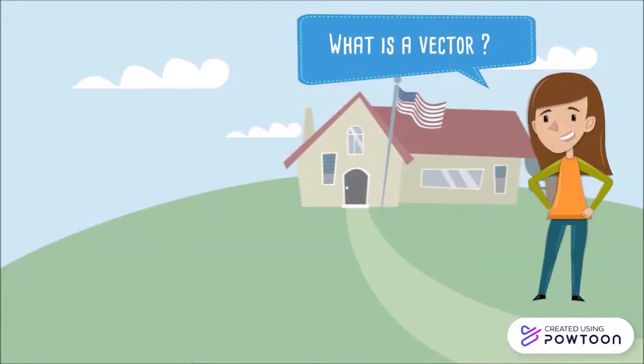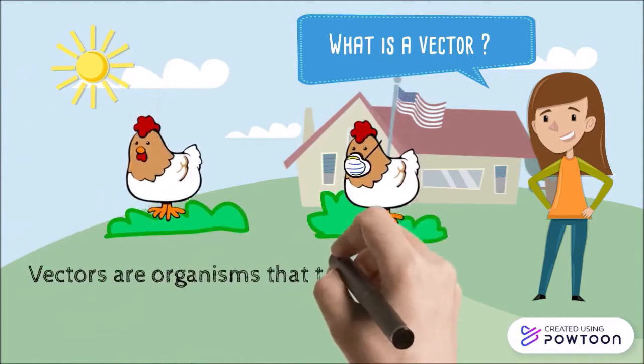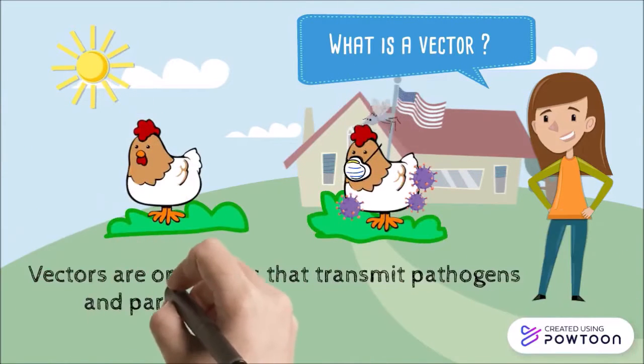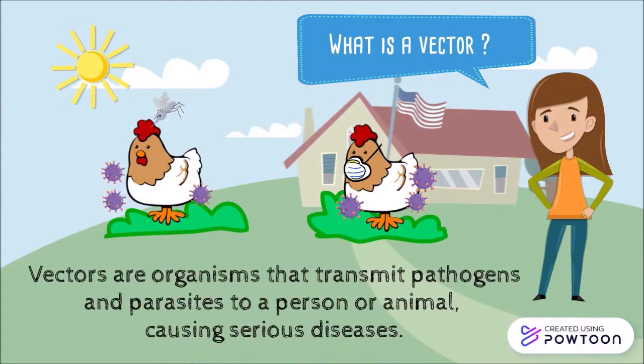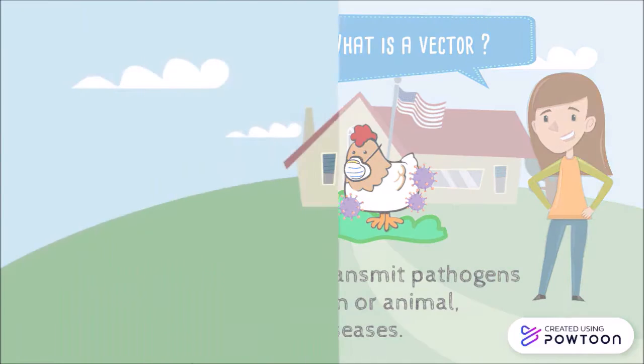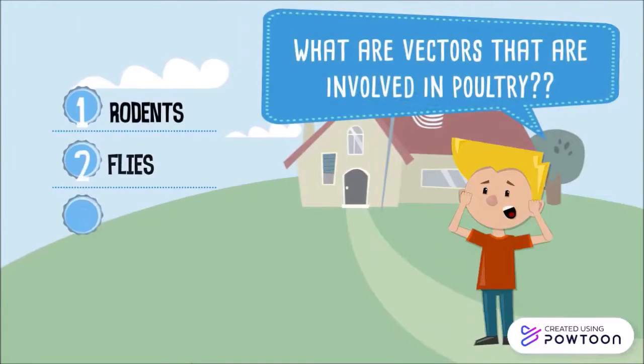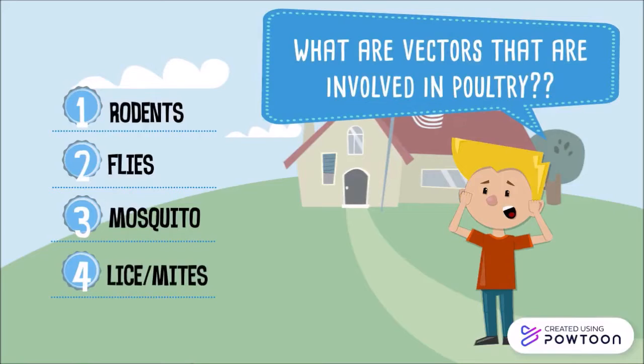Firstly, what is a vector? Vectors are organisms that can cause serious diseases when transmitting pathogens and parasites to a person or animal. In our case, it is poultry animals. Let's take a look at a few vectors that are involved in the poultry industry. We have rodents, flies, mosquitoes, lice, and mites.